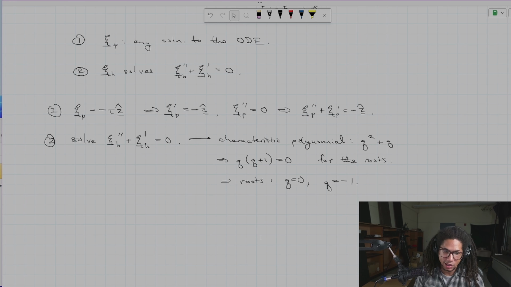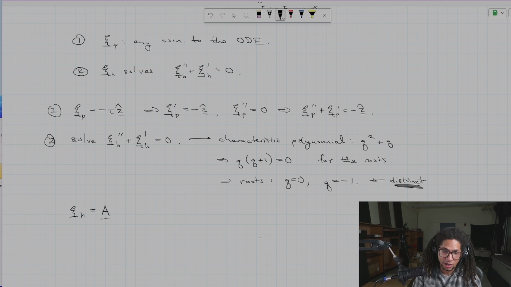Okay, this is good because our roots are distinct, which means we get to do what is typically simpler, which is to say that C_H is equal to one coefficient. Let me just call it A.